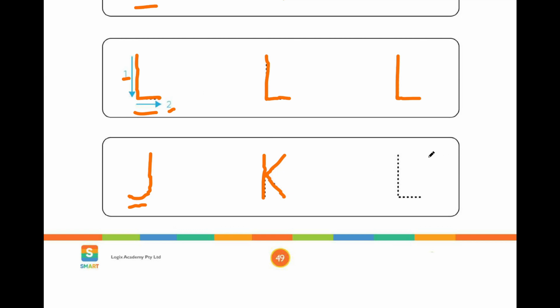Now here again, we would start tracing the uppercase letter L. So we would start from this point and then we would keep moving down till we reach the bottom, which is our step number 1. And step number 2 says that we have to make a horizontal line to complete the tracing of the uppercase letter L, which is also our second step.